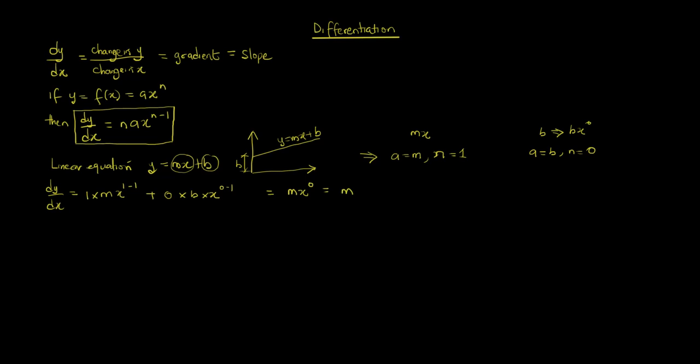That makes complete sense, right? Because we know that the slope of a line y is equal to mx plus b has to be m, right? So that makes complete sense. Okay, now let's see an example of how to solve these problems in differentiation, right? So let's take an example now. So example 1.